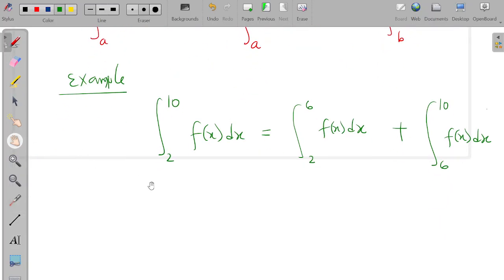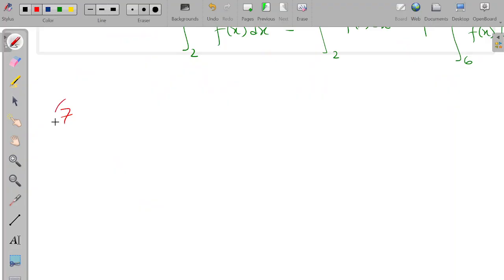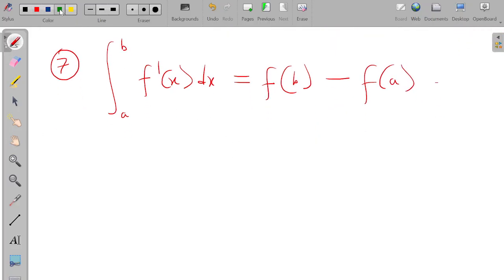All right, now another one, number 7. Don't forget the integration from a to b. If I'm integrating the derivative, I'm going to be getting the function back. So I'm integrating the derivative of this, and it will now become f of b minus f of a. This is exactly what we started with, only that when we started, we said big F is the antiderivative.